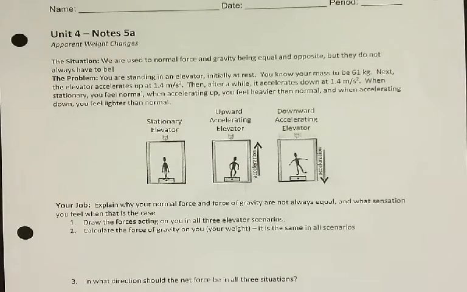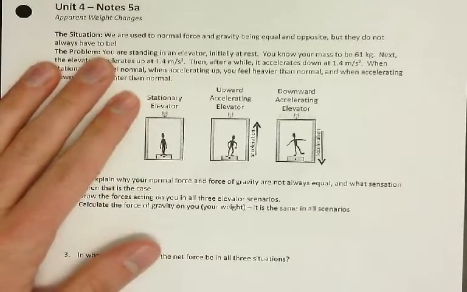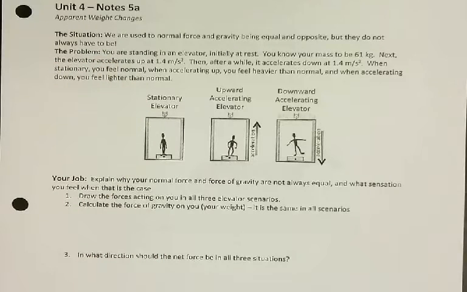5A. So apparent weight change. So here's the situation. We're used to normal force and gravity being equal and opposite, but they do not have to be. They can be, they usually are, but they don't have to be.